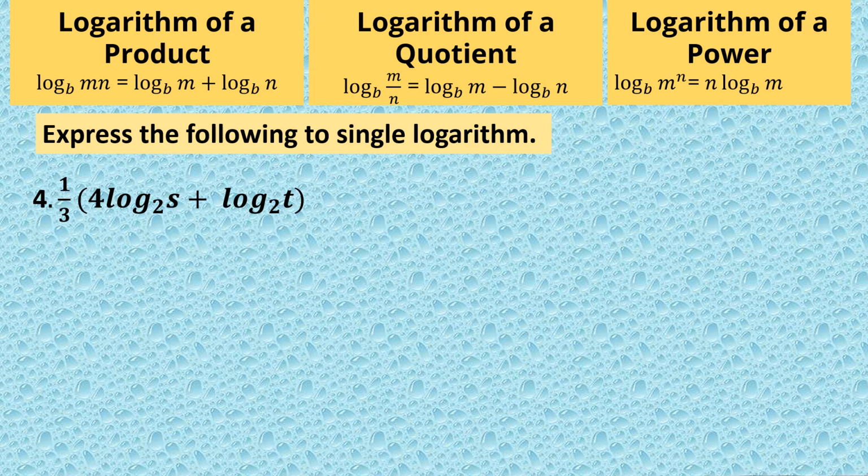And then first, we are going to express that 4 as the power of s. Okay, so we have the 4 as an exponent of s. And then since there's no number before this second term, we have to rewrite the second term as it is in the given.